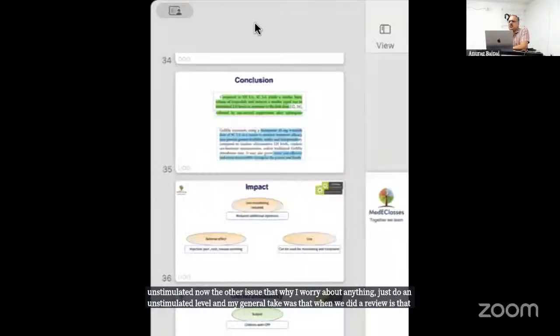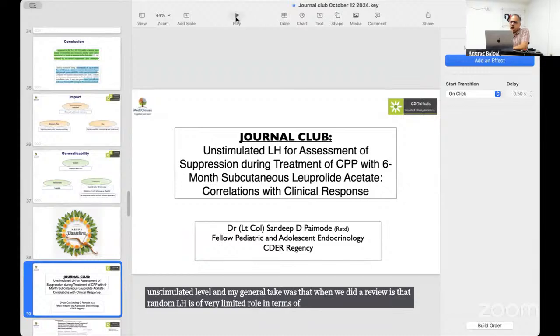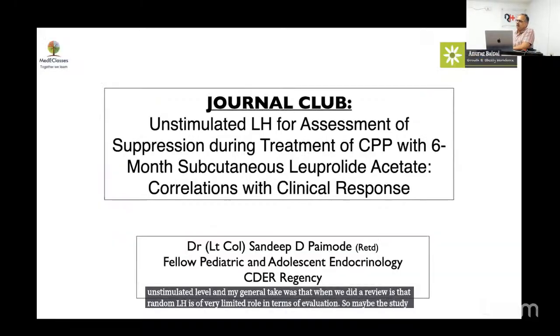And I think these points will be highlighted by Dr. Sandeep, who is going to talk further about these parameters, about how unstimulated. Now, the other issue, why worry about anything, just do an unstimulated level. And my general take, when we did a review, is that random LH is of very limited role in terms of evaluation. So maybe this study sheds some more light in that regard.